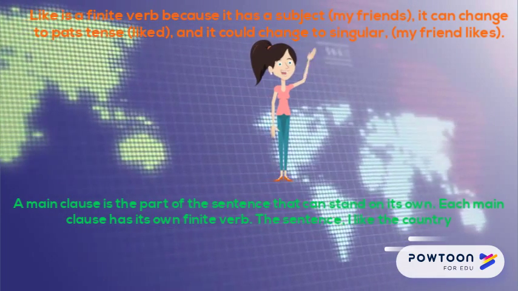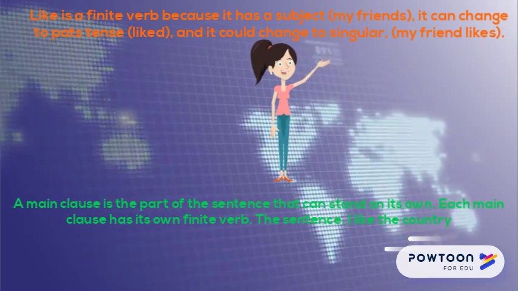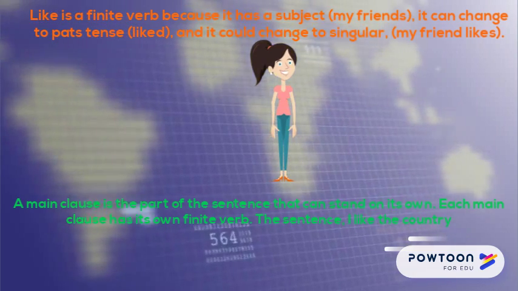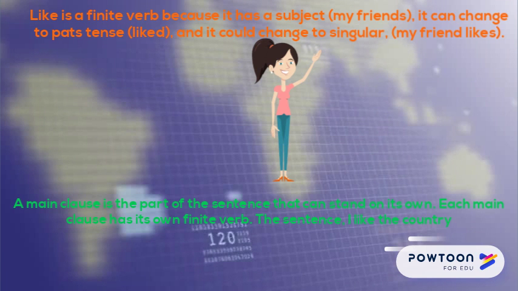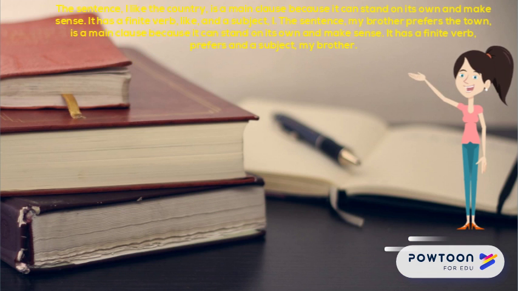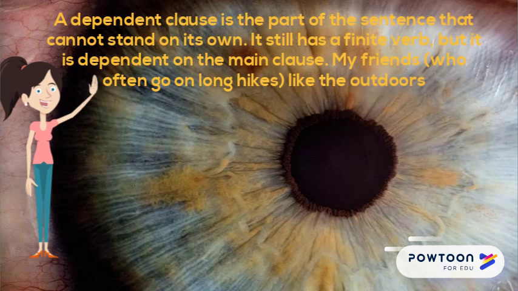A main clause is the part of the sentence that can stand on its own. Each main clause has its own finite verb. The sentence, I like the country, is a main clause because it can stand on its own and makes sense. It has a finite verb, like, and a subject, I. The sentence, my brother prefers the town, is a main clause because it can stand on its own and make sense. It has a finite verb, prefers, and a subject, my brother.